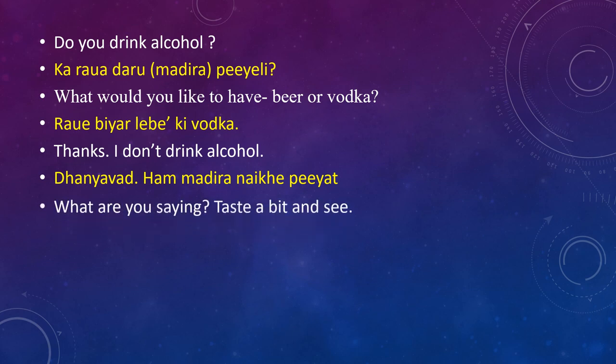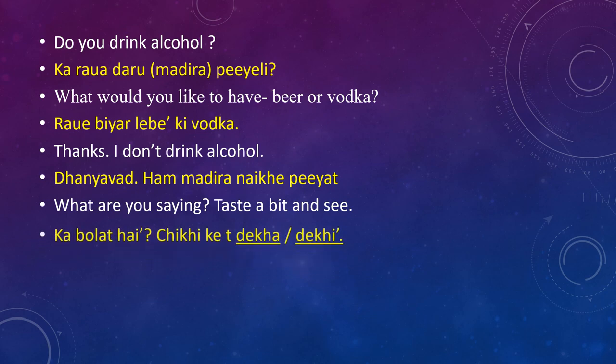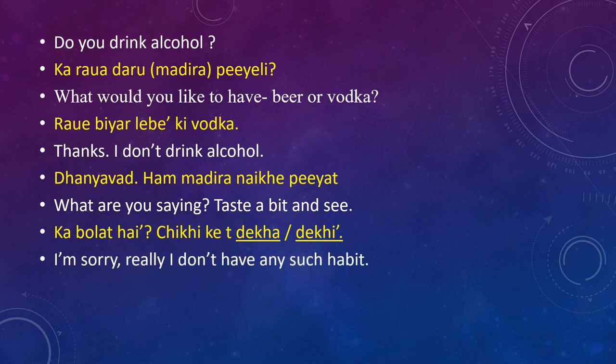Okay. Then, what are you saying? Taste a bit and see. So, this person is coaxing him. Are, ka bolat hai? Chikki ke ta dekha? Or, chikki ke ta dekhi? Chikki is coming from chakhna. Chakhke to dekho. Like that we say in Hindi, no? Like that. Ka bolat hai? Chikki ke ta dekha? And chikki ke ta dekhi?